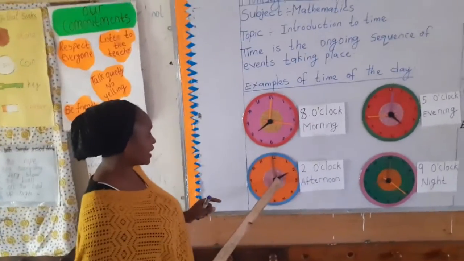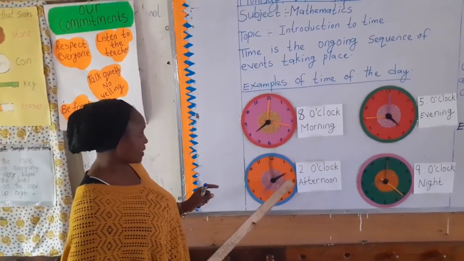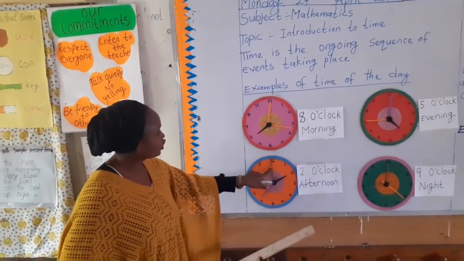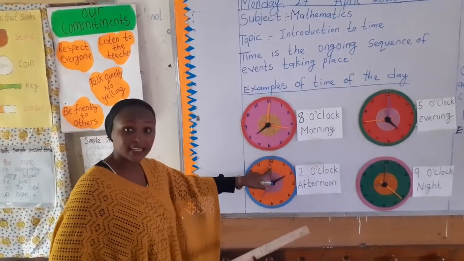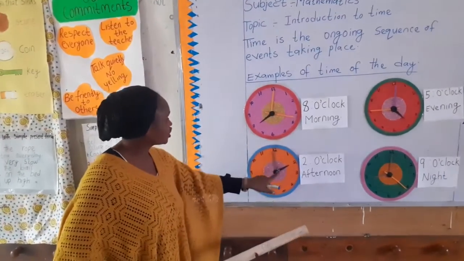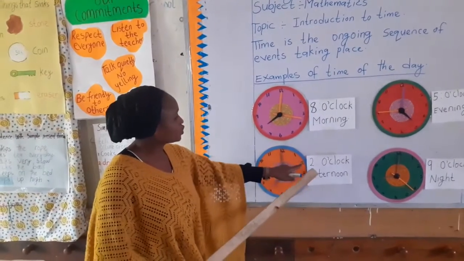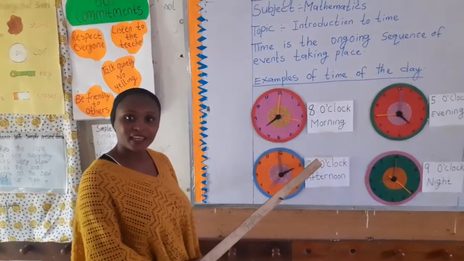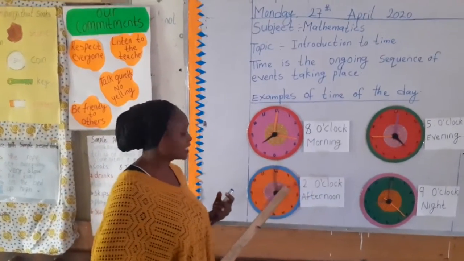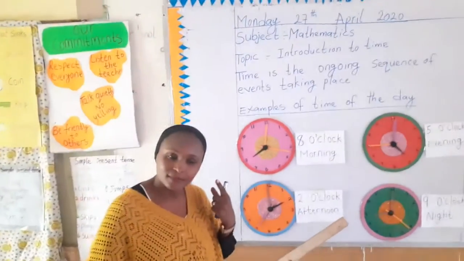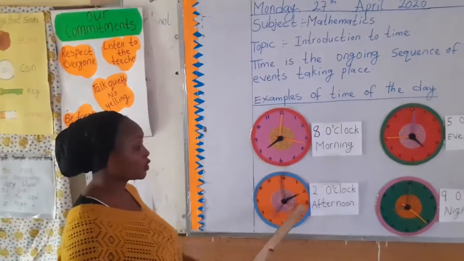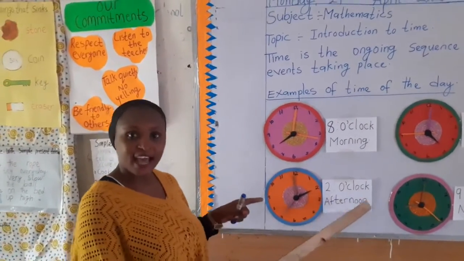Then we have another example of our time. We have the long hand, that is the minute hand, pointing at 12. Then the short hand is pointing at 2. It shows 2 o'clock. Repeat after me, 2 o'clock. Repeat after me again. That is great. It shows afternoon.